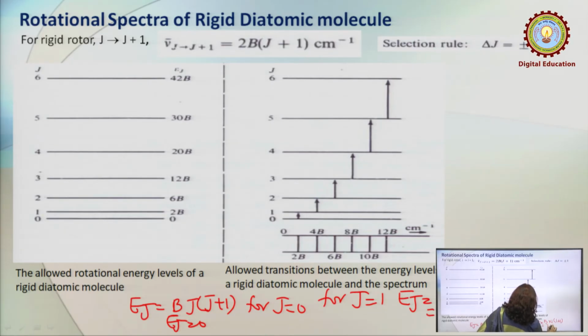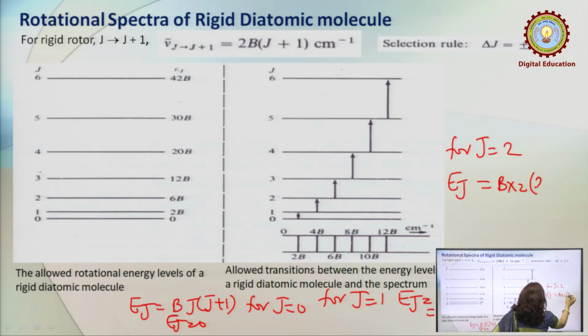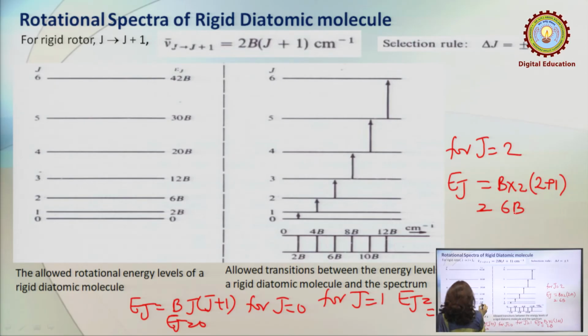it means it comes to 2B, and for J equals 2, E_J is equal to B into 2 into 2 plus 1, it means 6B. So, rotational energy is like this: 0, 2B, 6B, 12B, 20B, but the allowed transitions are 2B, 4B, 6B, 8B, 10B, 12B respectively.